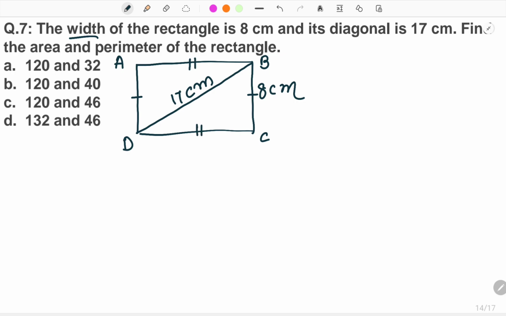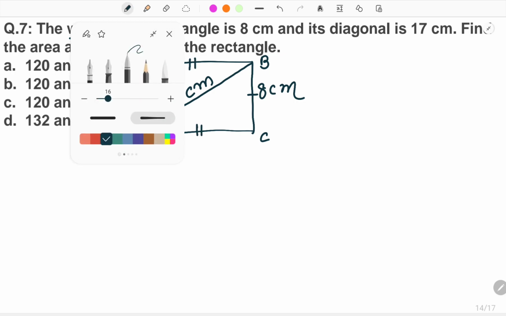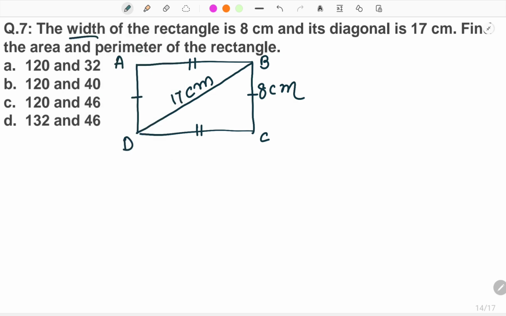So look here now, what we have to find. First of all, we have to find the area and perimeter. We know the formula for area. What is the formula for area? Area is equal to length into breadth. What is the formula for perimeter? The formula for perimeter is 2 into length plus width. It means for finding both the answers, area as well as the perimeter, what do we need, guys? We need length, and we don't have length.